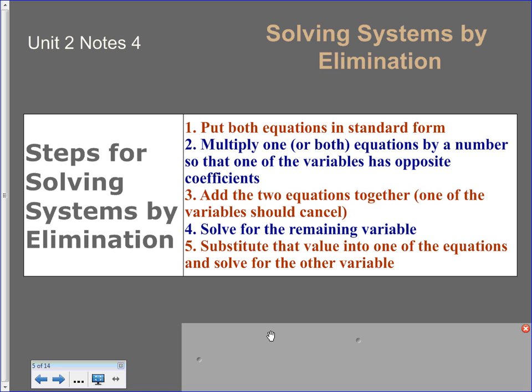The next thing you should do is add the two equations together. And if you have same coefficients that are opposite, the variables should cancel. The next thing you want to do is solve for the remaining variable. You should only have one left, and then you can solve for that variable. The last thing you need to do is substitute that value into one of the equations and solve for the other variable. So you're going to substitute in, get your other variable, then you should have a coordinate point of 2 points.